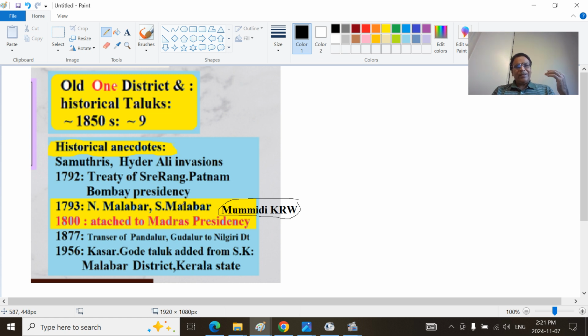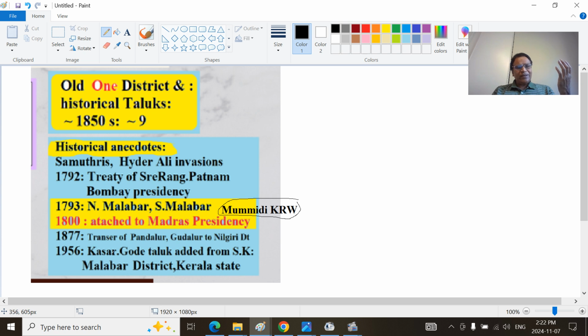Later, this region was moved to Madras Presidency because of the next Treaty of Mysore, where Mummadi Krishna Raja Wadiyar gave the British East India Company the Kongunadu, Kovai district, Coimbatore district. Geographic contiguity made this Malabar district added to British East India Company territories, organized into Madras Presidency. 1877, certain portions of Pandalur, Gudalur, that is the eastern Wayanad region, were added to Nilgiri district, made a separate district, taking certain parts like Kotagiri, Udagamandalam, and Coonoor from Coimbatore district.